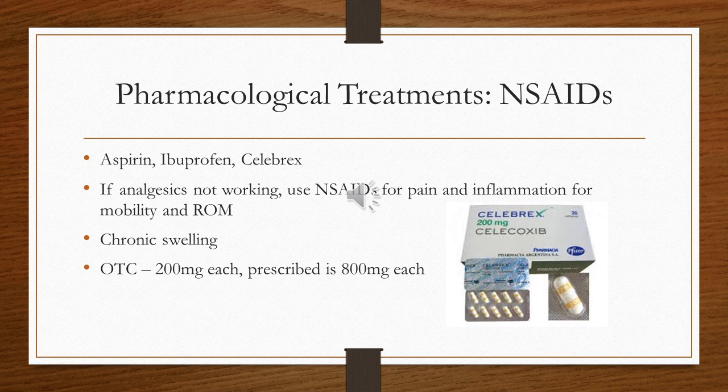The next level of pharmacological treatments are NSAIDs. Some examples are aspirin, ibuprofen, and Celebrex. NSAIDs stand for non-steroidal anti-inflammatory drugs. If analgesics like acetaminophen are not working, clinicians give the patients NSAIDs for pain and inflammation purposes, for the patient's mobility and range of motion in the joints. This works really well for chronic swelling. Over the counter, 200 milligrams each, prescribed 800 milligrams each.